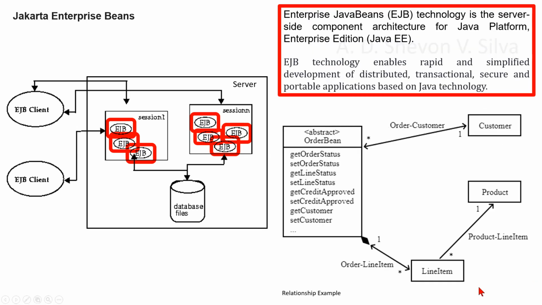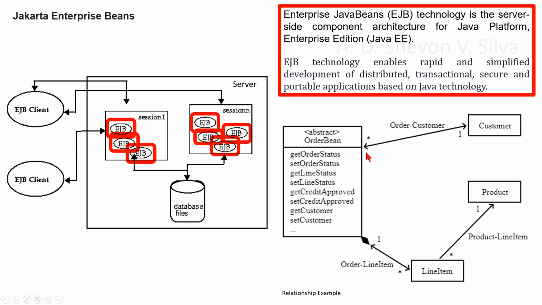Here you can see a relationship example. The relationship example illustrates an order entity bean with relationships to line items and customers, which are other entity beans within the same local scope. Product is indirectly related to order by means of the relationship between line item and product. So here you can see the order bean.